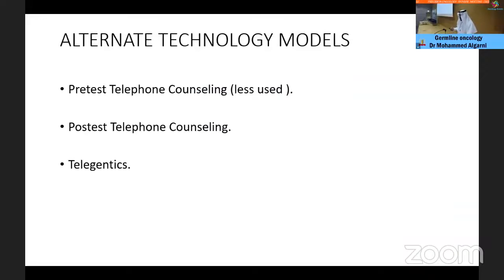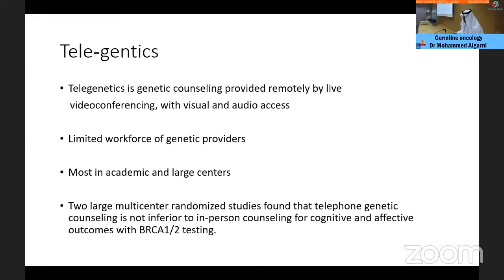Other available and alternative models is telegenetics, where you can do pre-test telephone counseling, and you can do the results in a virtual clinic with the patient, and you can sometimes do a mix of all of this. And this is what we do in our center. We have a mix of all of this because the number of patients is increasing. So we provide genetic counseling as a physical visit the first time. However, for the follow-up and for disclosing the result, we have a virtual clinic for the patient, which actually makes it easy for the patient and for us.